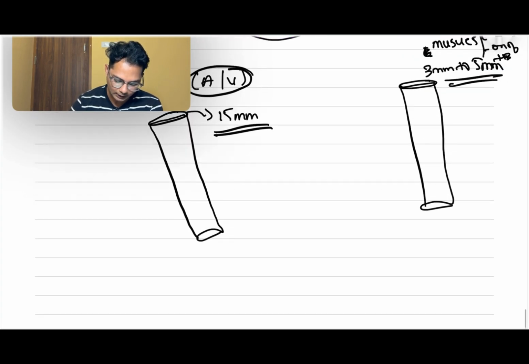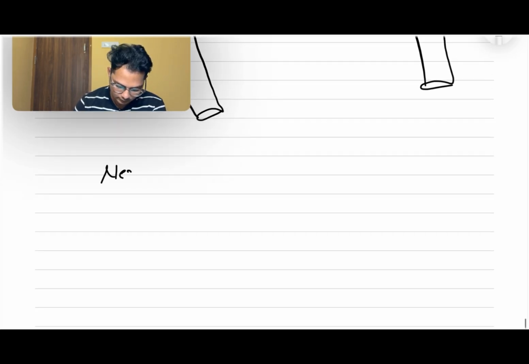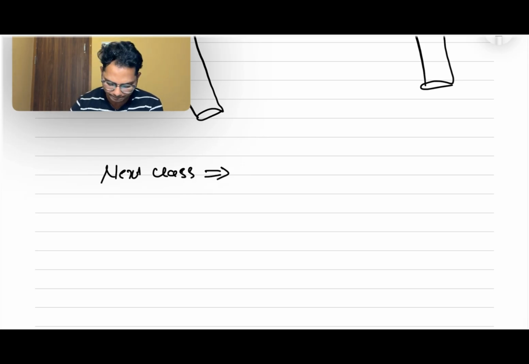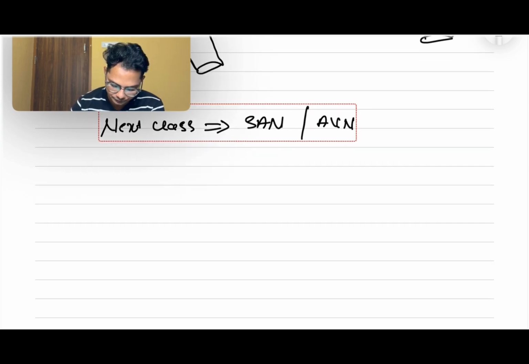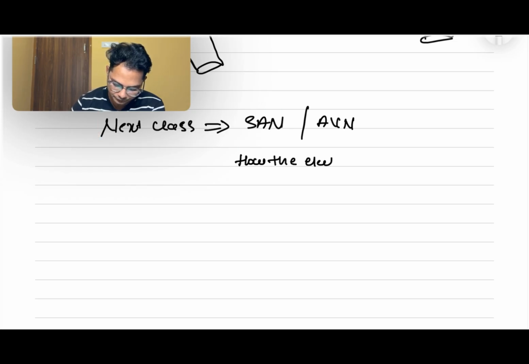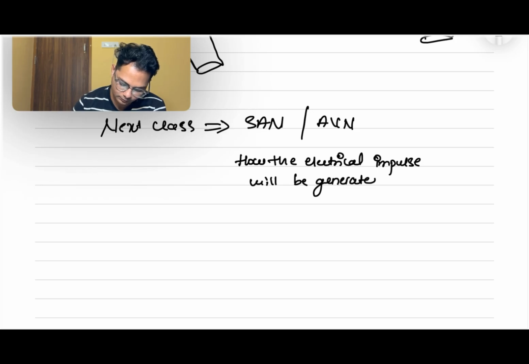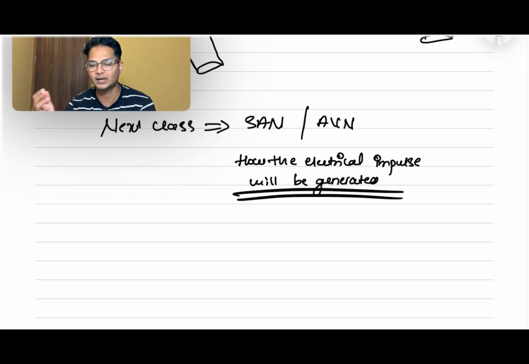So this is all about the heart we're going to speak about today, and in the next class, we are going to mainly study the sinoatrial node, the atrioventricular node, and how the electrical impulse is generated. Okay, we are going to speak about this in the next class.